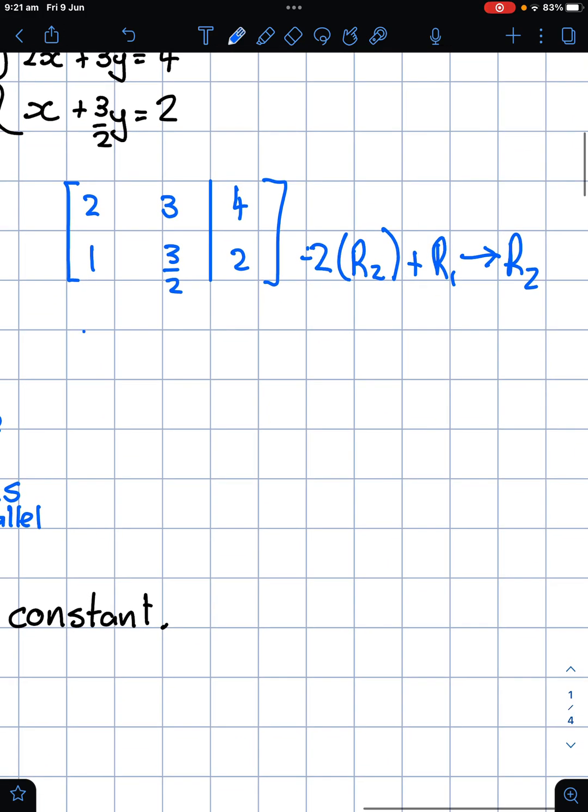And so that means we get 2, 3, 4. Okay, we get here negative 2 times 1 gives us negative 2, plus 2 gives us 0. We get a 0 there. 3 on 2 times negative 2 gives us negative 3, plus 3 gives us 0. And then we've got 2 times negative 2 gives us negative 4, plus 4 gives us 0.